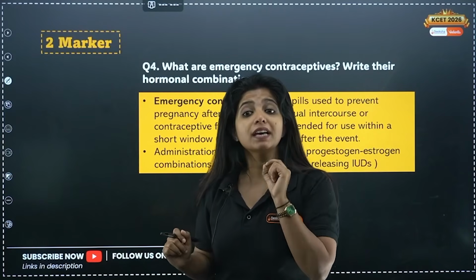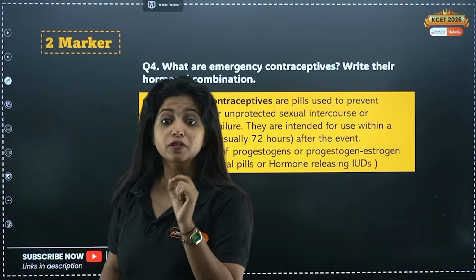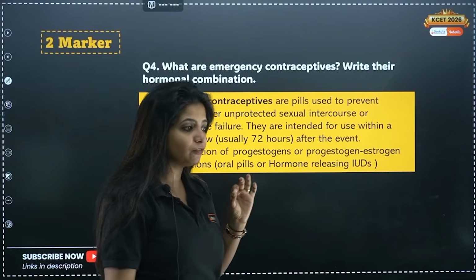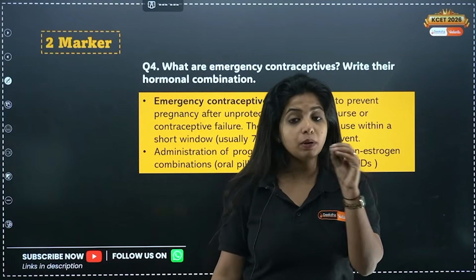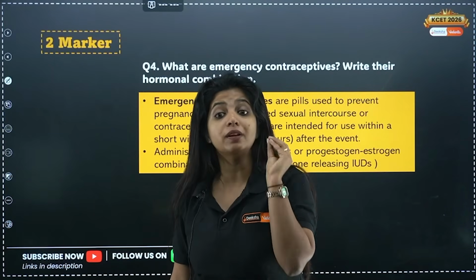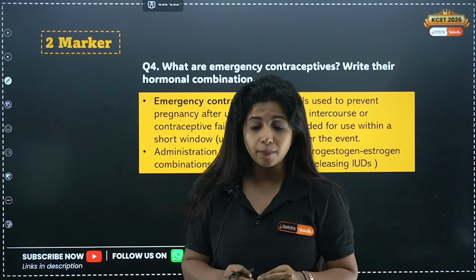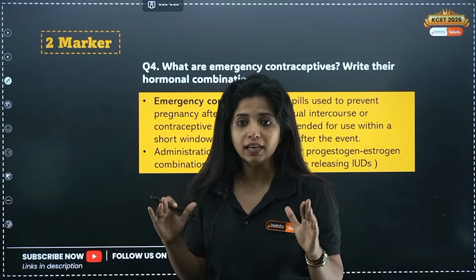Right? The sperm can stay viable inside the female body for 72 hours, that is 5 days. Okay, it can remain viable inside the female body for 72 hours. Now, in between this, if the ovum arrives, if ovulation happens, then there are still chances that fertilization could happen. And we need to prevent that.